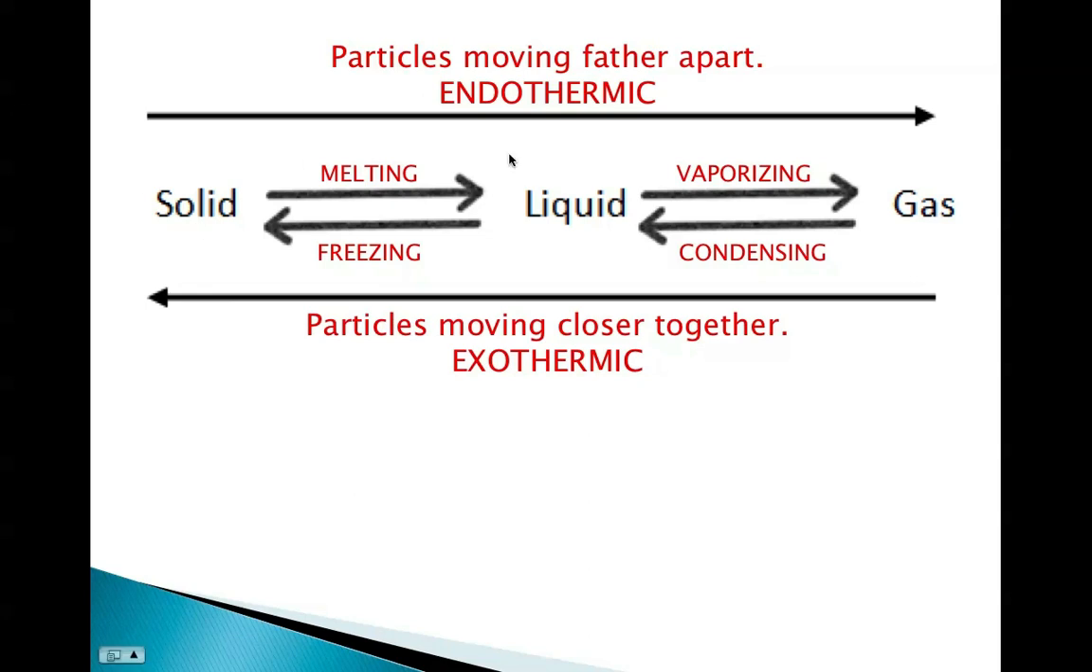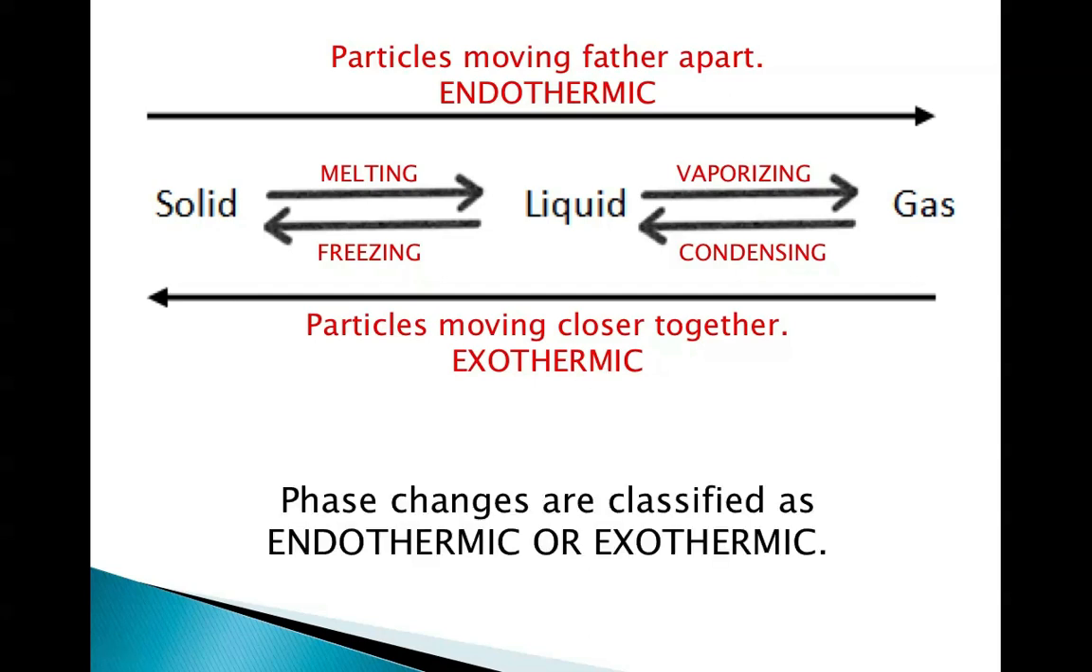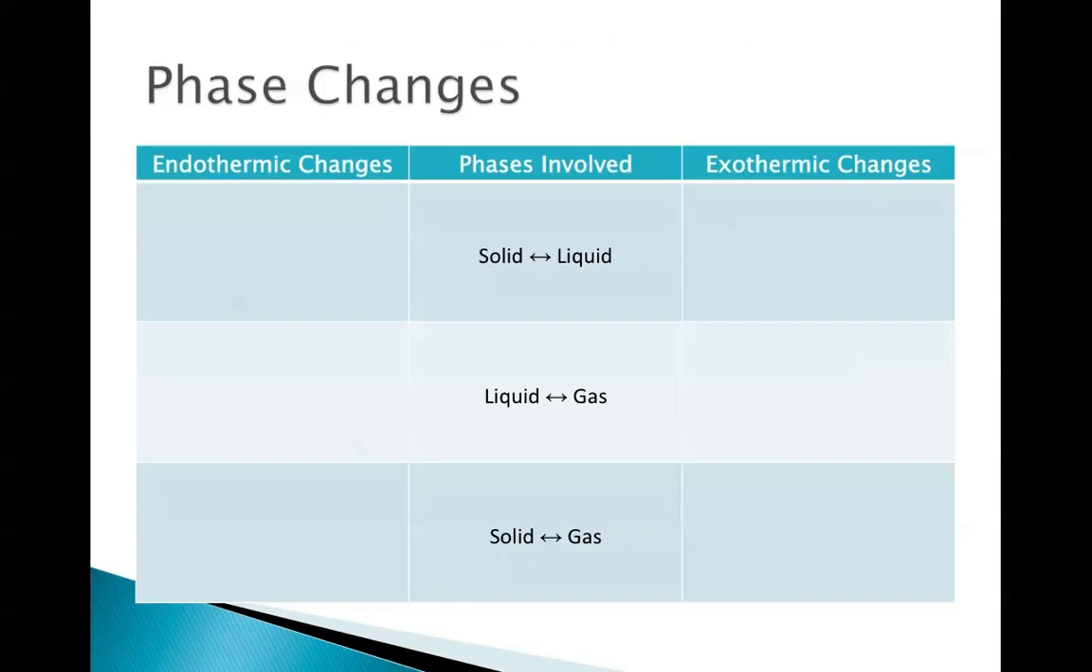Now, as we go from a solid to a liquid to a gas and we move the particles farther apart, as I said two slides ago, this is an endothermic change. They have to absorb energy to either melt or vaporize. As the particles need to move closer together, such as when they condense or freeze, they need to get rid of extra energy in order to slow down and move closer together. And that's an exothermic phase change. So phase changes are always going to be classified as either endothermic or exothermic.